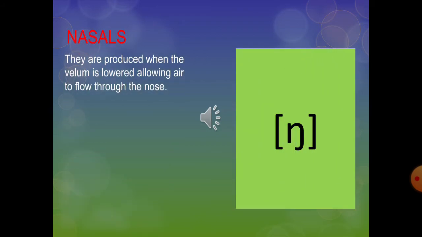Nasals. They are produced when the velum is lowered, allowing air to flow through the nose. We close our mouth. We have in initial sounds, for example, moon, nap.